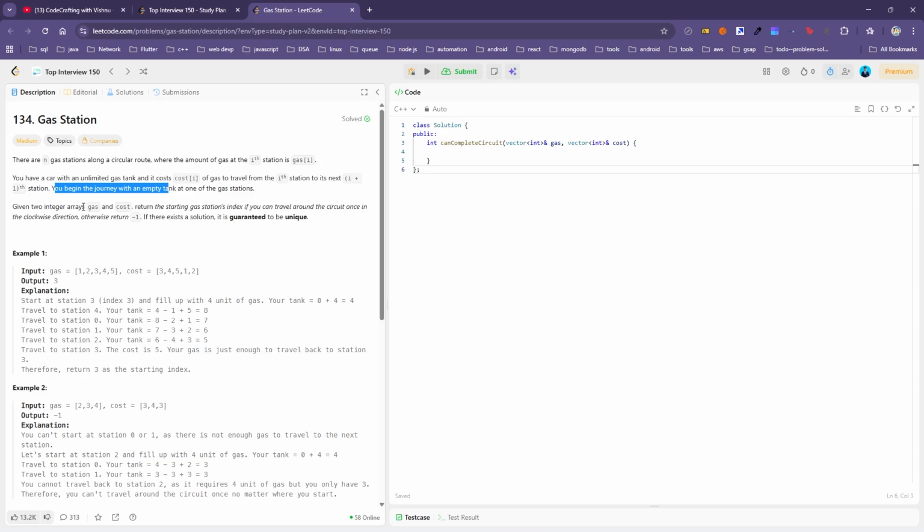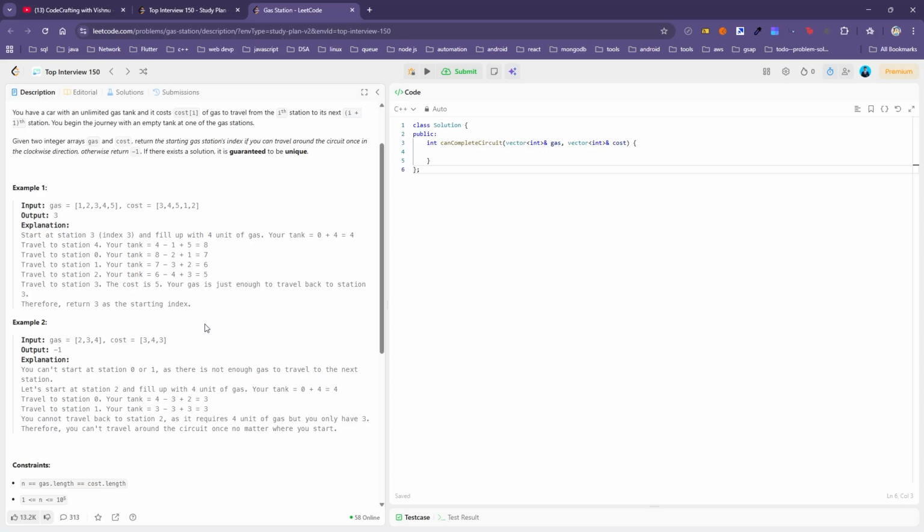Now, given two integer arrays, gas and cost, return the starting gas station index if you can travel around the circuit once in the clockwise direction. Otherwise, return -1. Now, it also says that if a solution exists, it is guaranteed that it will be unique. And if no solution exists, then we return -1.